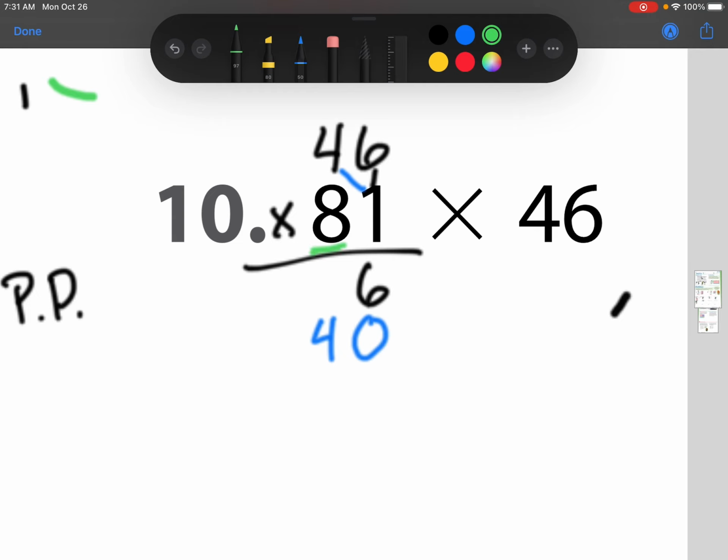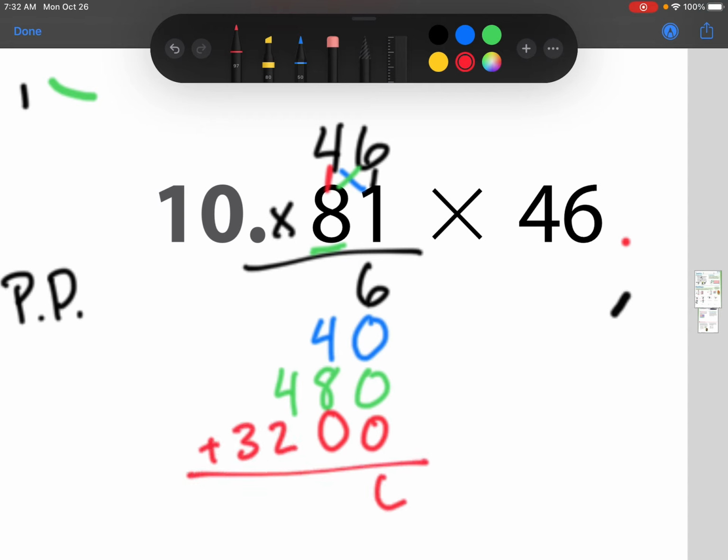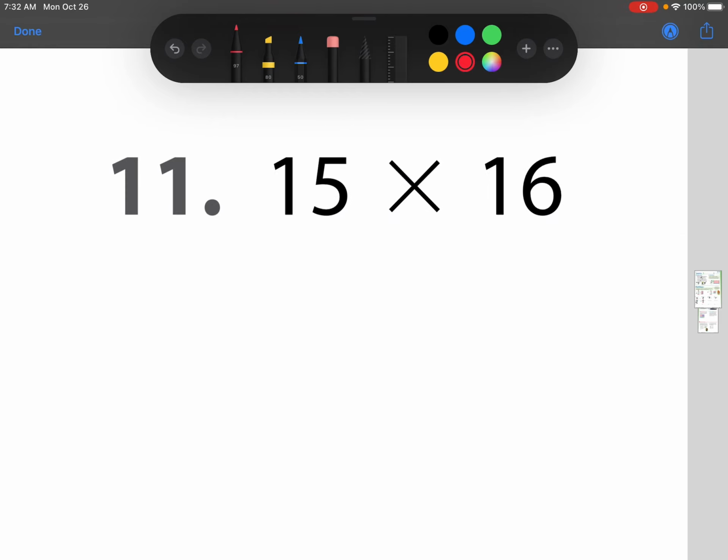Now we go to this 8. Remember, it's not just 8, though, it's 80. So 80 times 6 is 480. And our last one is 80 times 40. Well, in that 80 times 40, there's 2 zeros, so I can put those 2 zeros down and then do my basic math fact. So now we add them up. 12, regroup that one, 7, 3. 3,726.